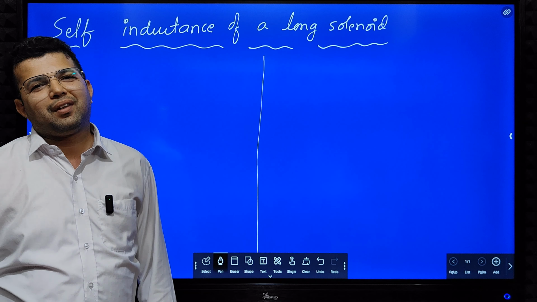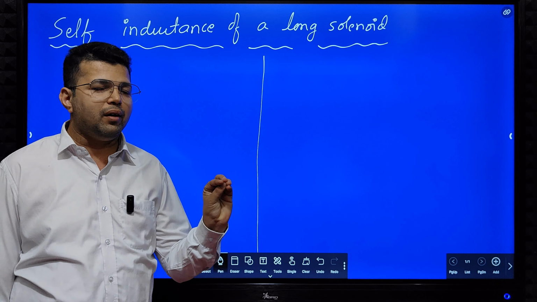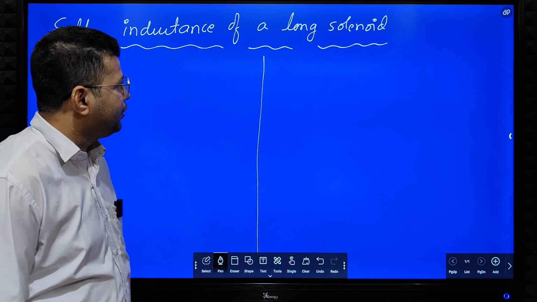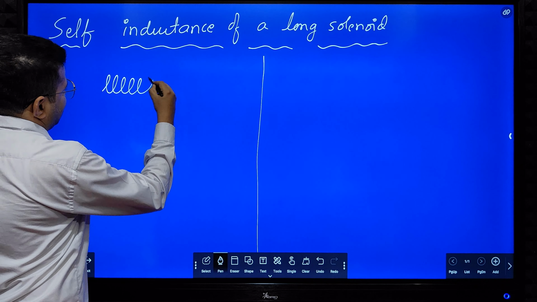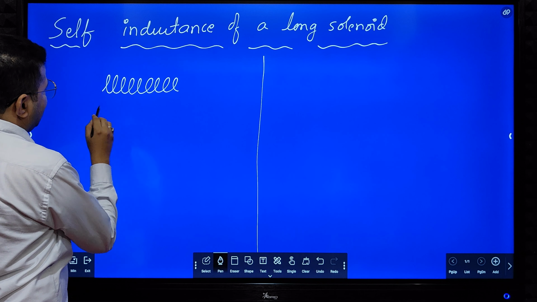Hello dear students, in this session we will derive an expression for self-inductance of a long solenoid. First, we'll consider a solenoid of length L.